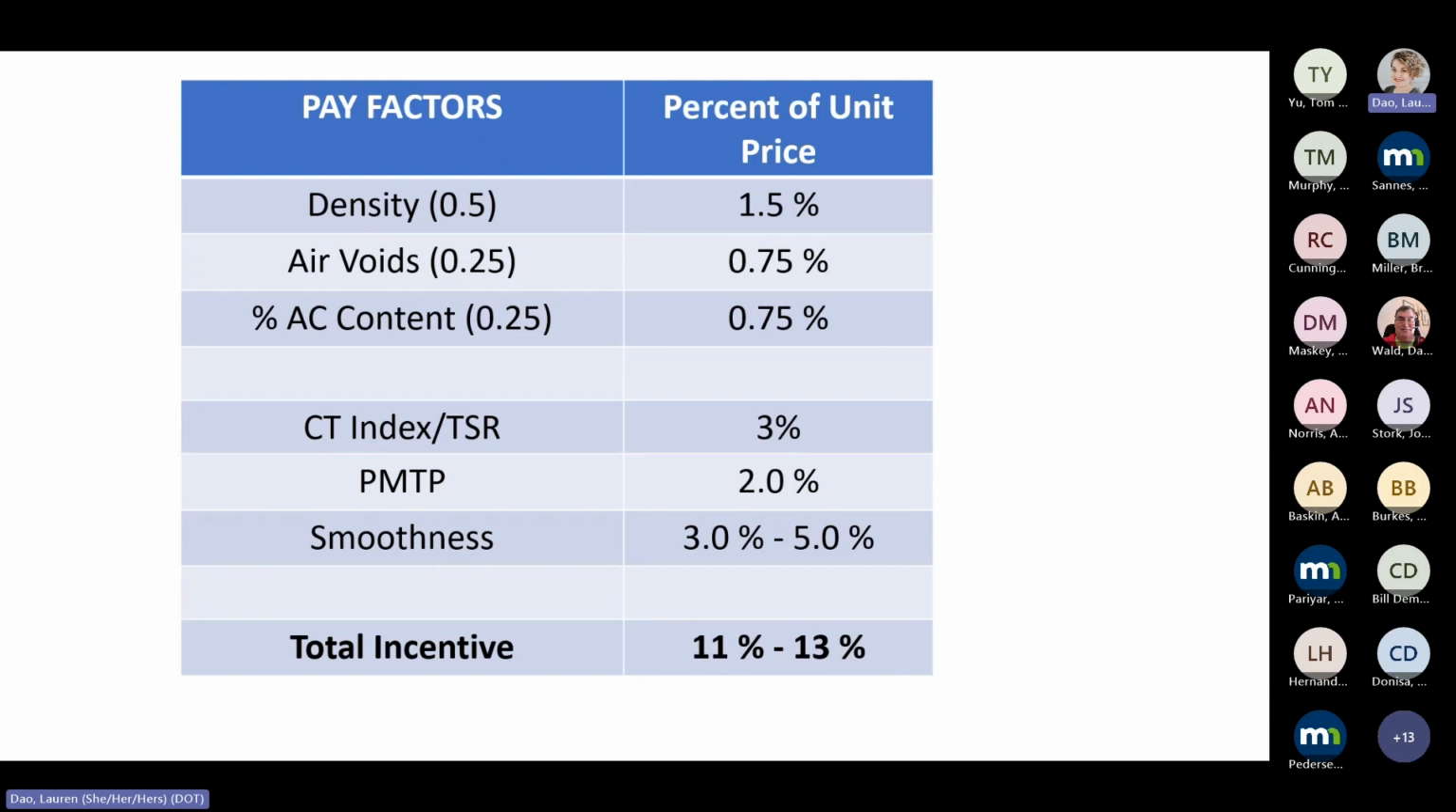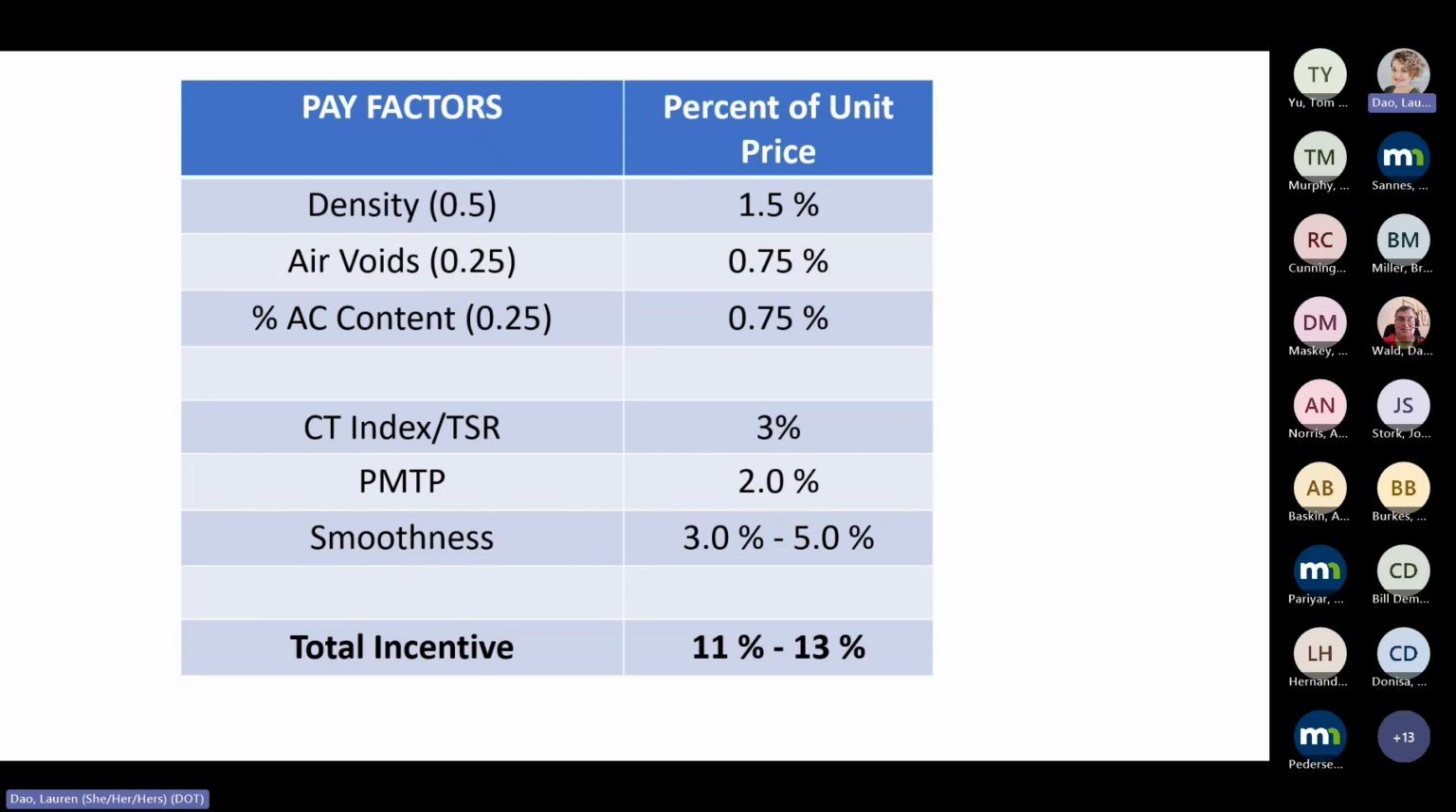All right, so here's our pay factor incentives breakdown. We have 3% total for our volumetrics, which we are still keeping as volumetric requirements, but allowing them to be a little bit looser, with density, air voids, and AC content, all in PWL. And then we have the CT, and the TSR has its own 3%, and that is not going to be PWL. And then we're also including a PMTP spec, since we are sampling at the plant.